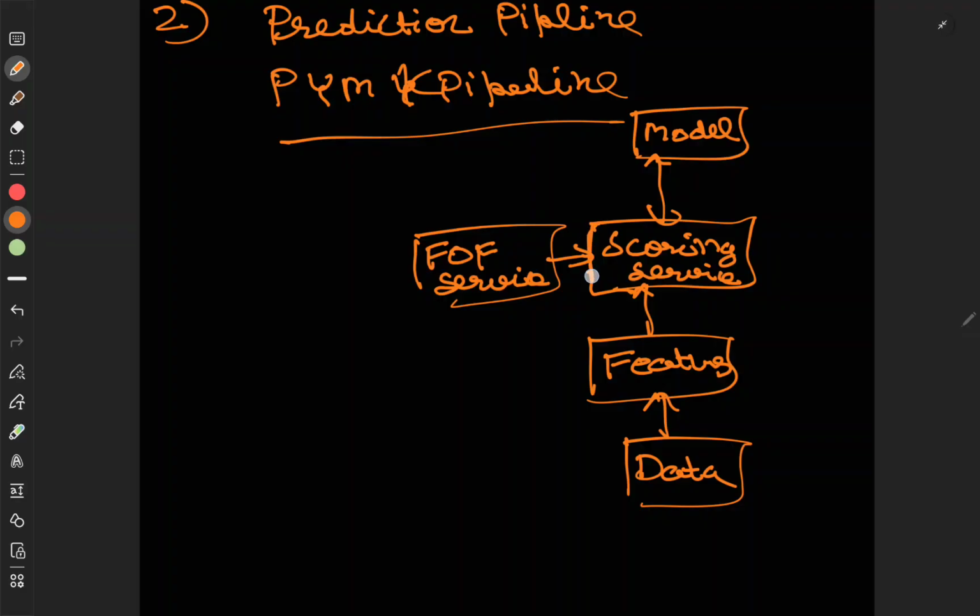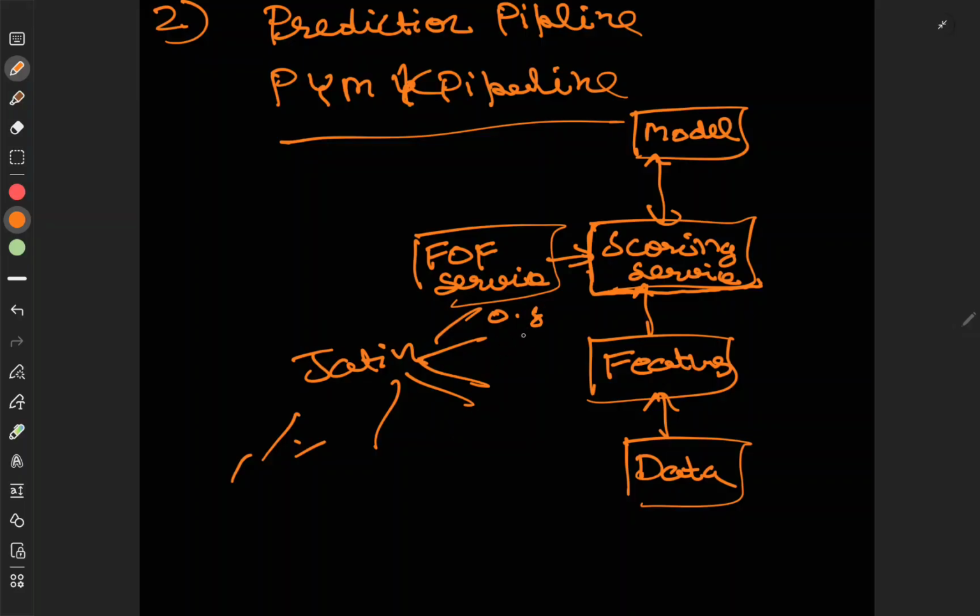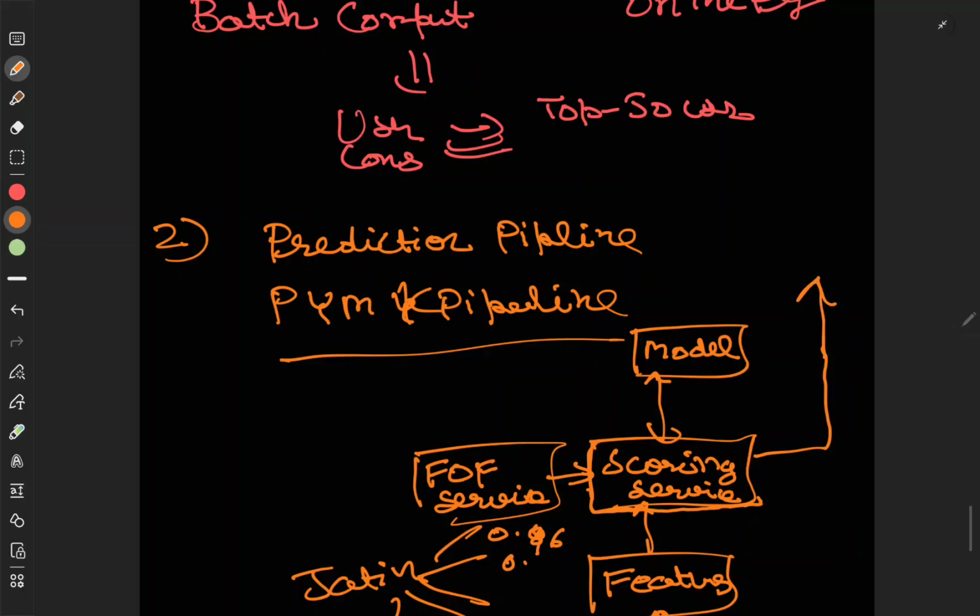So now what will this scoring service do? It will try to do the calculations, let's say Jatin is coming. Jatin's calculation with 4 lakh users, and we'll see what the probability scores are. So there were 50 users whose probability scores were 0.9, 0.96, 0.95. So this scoring service would store all the things somewhere, in the PYMK store. Okay, now this is your PYMK pipeline.